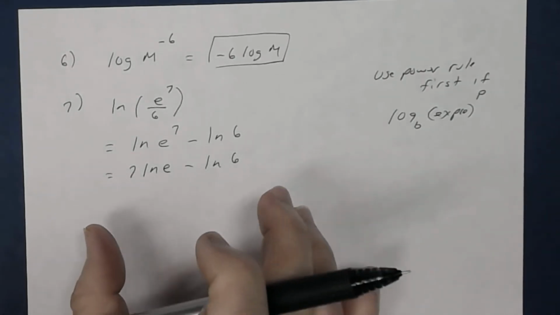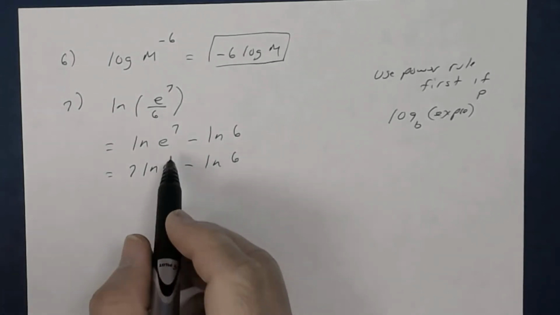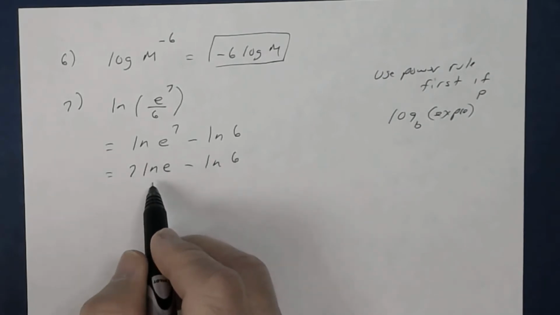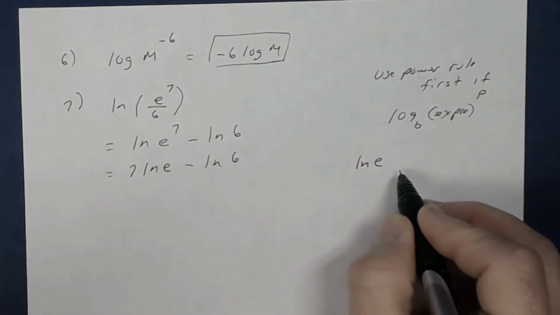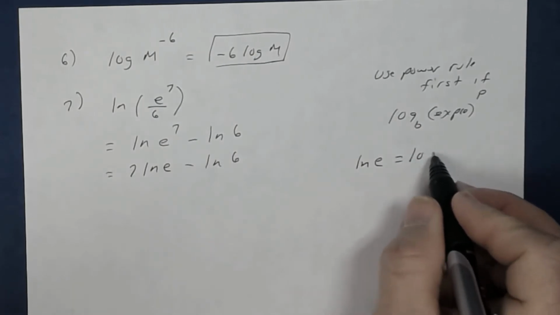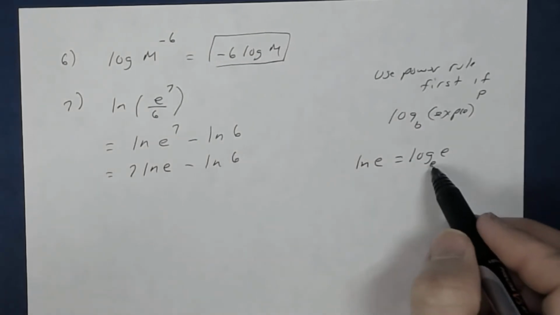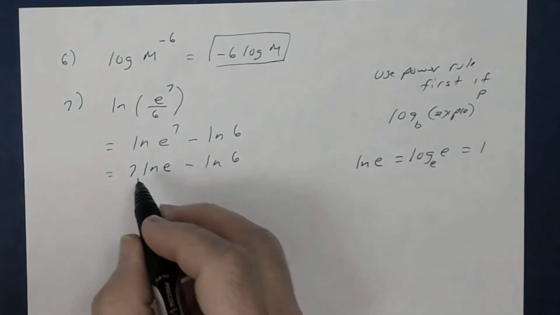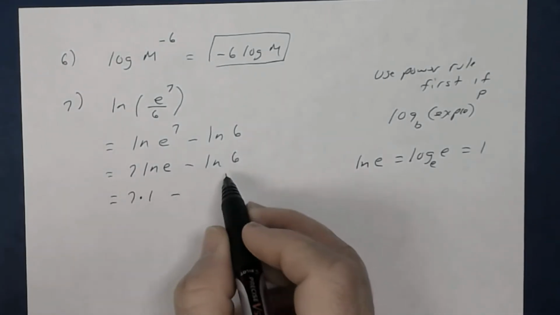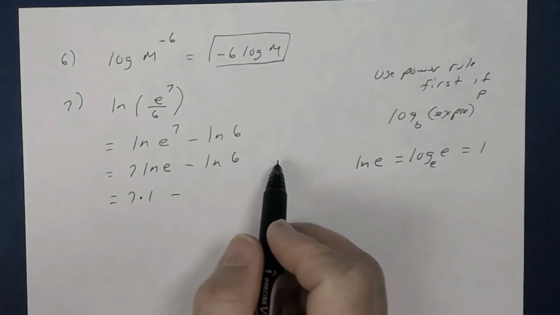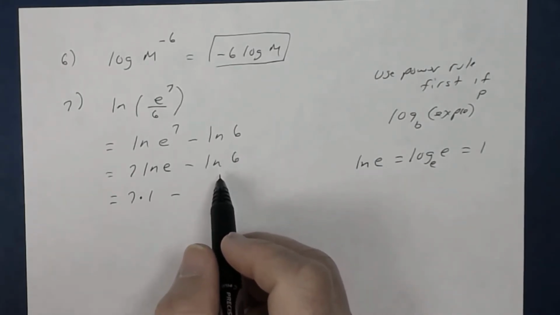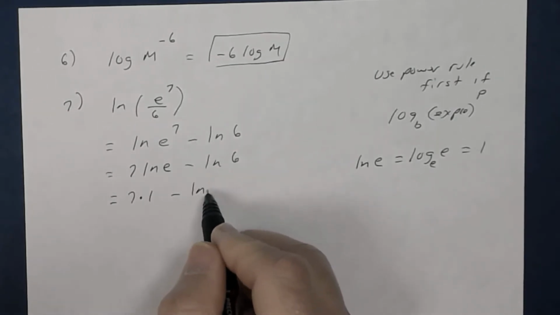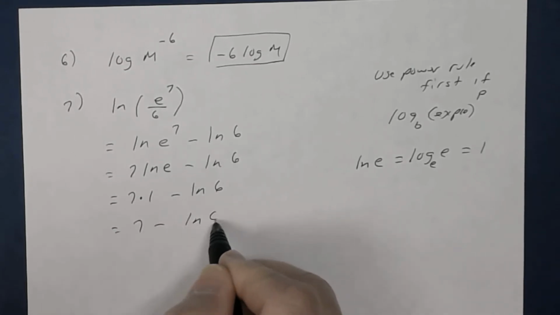Now, simplify as much as possible. So I want you to think about this. What is the natural log of e? Remember what we did? The natural log of e means the same thing as log of e base e, right? So e to what power is e? 1. So e to the first power is e. So we get 7 times 1 minus, now can you simplify this? e to what power is 6? You can't do that very easily. In fact, you can use your calculator to approximate that. So that's the natural log of 6. So we get 7 minus the natural log of 6.